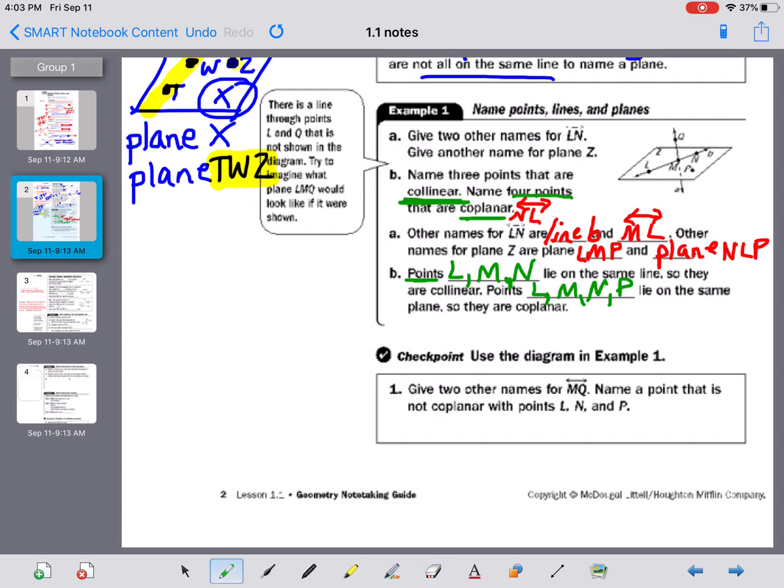Okay. It says on number 1 down here on the checkpoint, we're looking at the same picture. Give 2 other names for line MQ. So I look at line MQ and I say, is there another way I can name MQ?